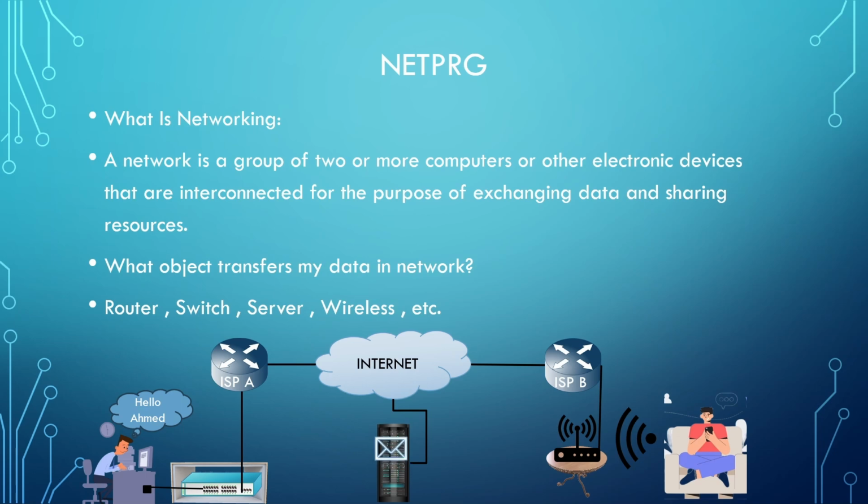Then when it finds it, it sends to ISPB. The ISPB sends to the wireless router inside Ahmed's home. Then the wireless router sends the message to Ahmed. Ahmed starts opening the message and sends a message again to Mike, responding to Mike's message. This is how the network devices work and exchange data.